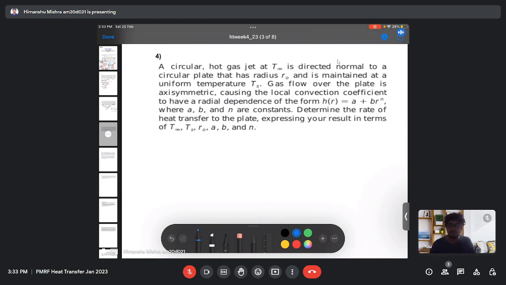So we have a circular plate, and there is a gas which is blown onto the plate. The temperature of the plate is Ts and the gas is at T infinity, and there will be convection heat transfer. We have been given the heat transfer coefficient in terms of some constants and the radial direction, and then we need to find the total heat transfer.